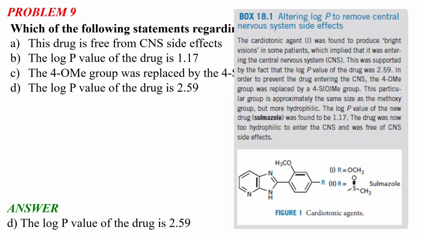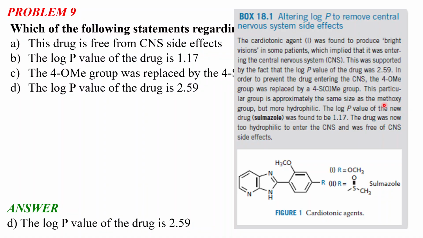So this is a cardiotonic agent. When R is OMe, it is one kind of agent, and when R is SOMe, it is salmazole. The cardiotonic agent one was found to produce bright visions in some patients, which implied that it entered the central nervous system or CNS. This was expected because the log P value was 2.59. So when R equals OMe, the drug has a very high log P value of 2.59. In order to prevent the drug entering the CNS, the 4-OMe group was replaced by the 4-SOMe group.